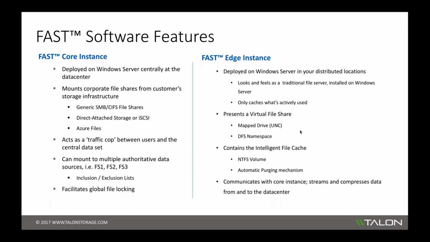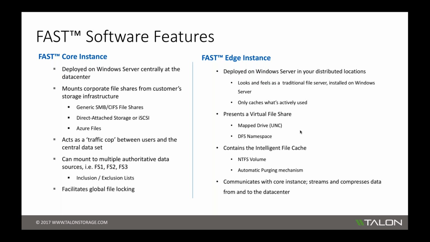So if you look at some of our software features and think about, what does the core do? The core creates the fabric, and the edge basically presents the intelligent file cache and the virtual file share at the branch office. So the core is deployed on a Windows server. It mounts to your file shares, and it can mount to any type of SMB or CIFS file shares, iSCSI targets, or even Azure Files, or when you integrate with, for example, softnets, we can directly mount to that as well. The core actually acts as a traffic cop between the users and the central data set, and it's fully transparent. Your users will not notice that there's different elements in between their workstations and the destination file server.